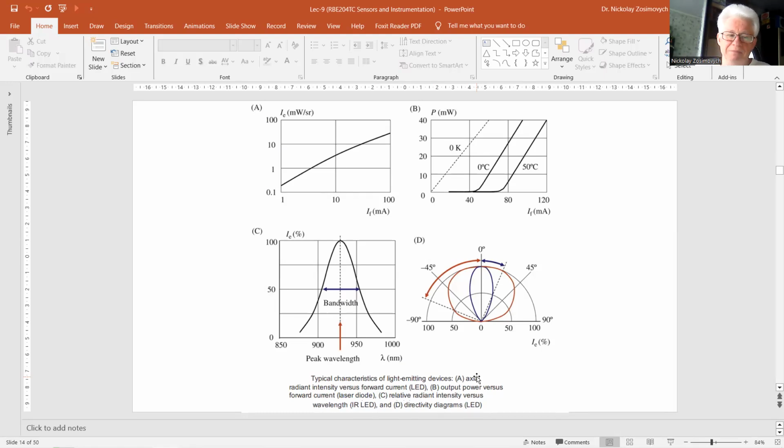Other important parameters to consider when choosing a light source are the temperature sensitivity of the peak wavelength, usually about 0.1 nanometer per Kelvin for the LED, the rise and fall times when used as a switching device, and the heat resistance when used near maximal power.